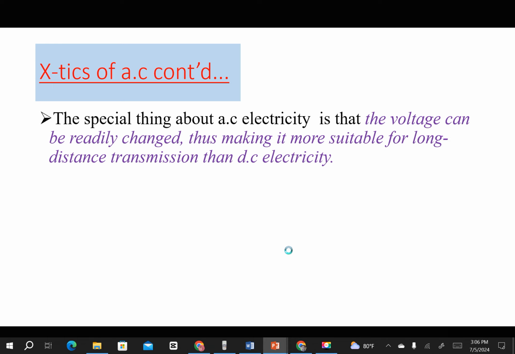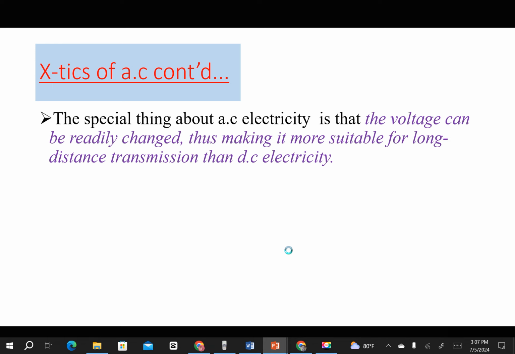But what makes alternating current special is that it can easily be changed from alternating current to DC. So that makes it even easier, or that makes it have several applications in everyday life. The special thing about AC is that the voltage can be readily changed, thus making it more suitable for long distance transmission than the DC. That's a very important fact. It can readily be changed.